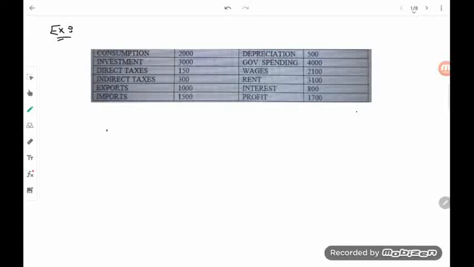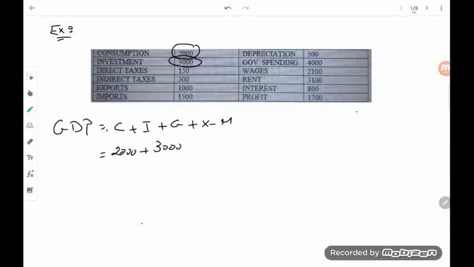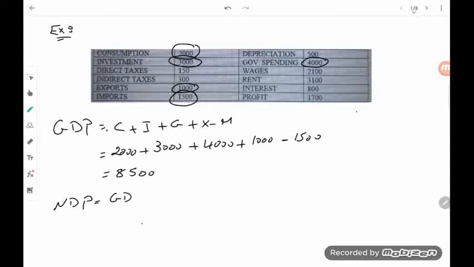Requirement number 1 is to calculate GDP. GDP is calculated as C plus I plus G plus X minus M. So consumption 2000 plus investment 3000 plus government spending, which is 4000, plus export 1000 minus imports 1500. So GDP equals 8500. Requirement number 2 is to calculate net domestic product. Net domestic product is calculated as GDP minus depreciation. So it's 8500 minus depreciation, which is 500. So net domestic product is 8000.